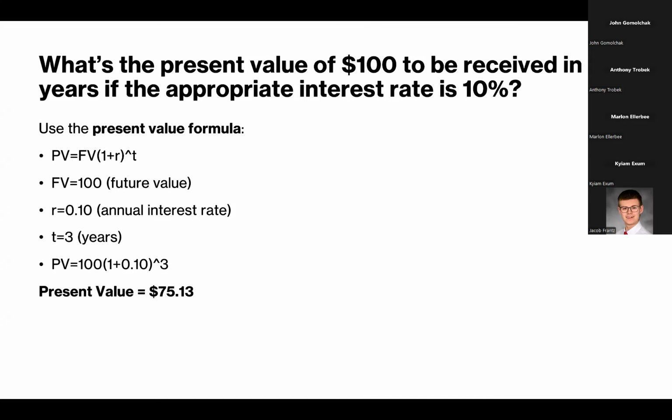The next question: what's the present value of $100 to be received in 3 years if the appropriate interest rate is 10%? I think this is the same formula, but I showed what each value means again and then plugged into the formula, and I got $75.13.